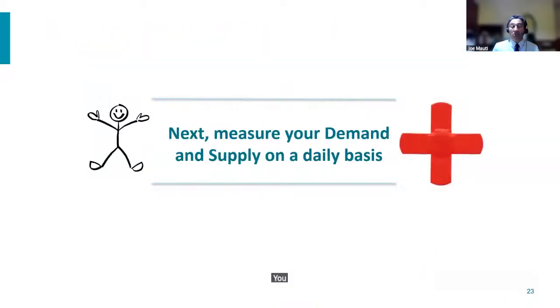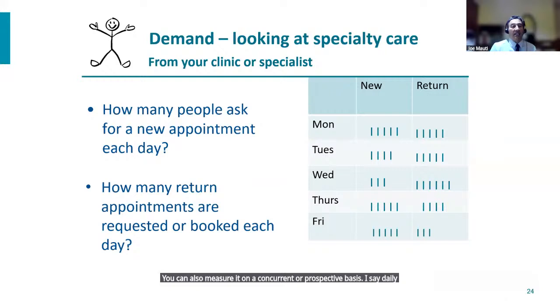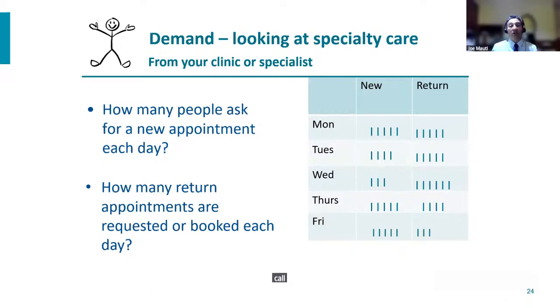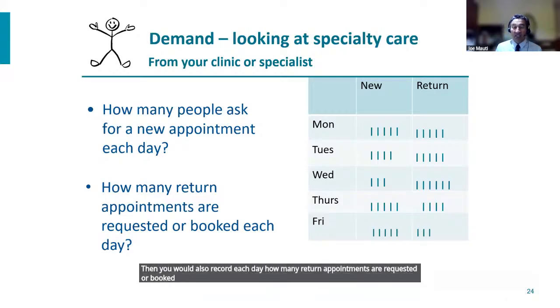You can also measure it on a concurrent or prospective basis. I say daily. So what does that look like? I'm talking now for specialty care. Every day, someone in the clinic would record how many people call or come in for a new appointment each day. That's for a new visit. Then you would also record each day how many return appointments are requested or booked. Together, that number represents total demand.